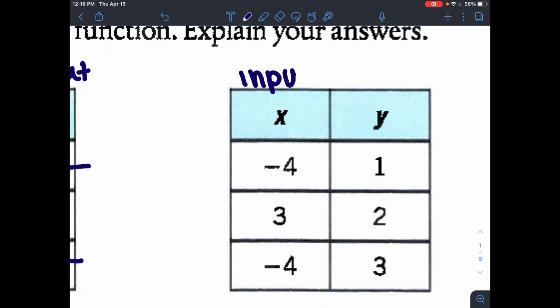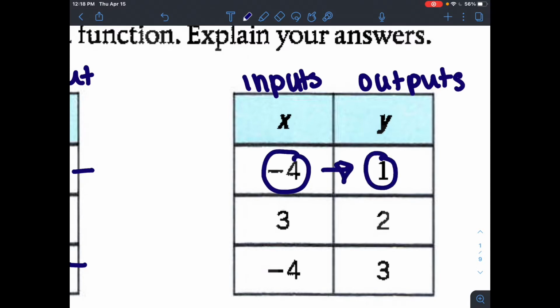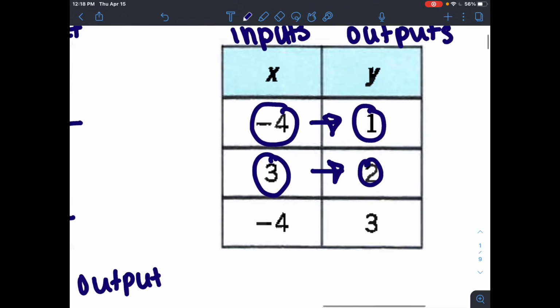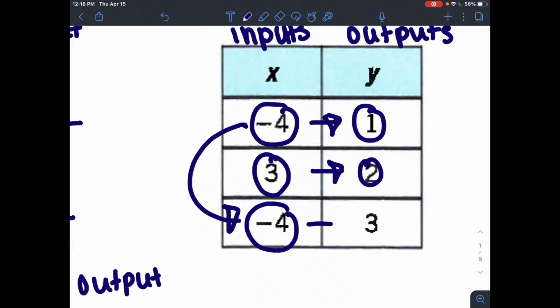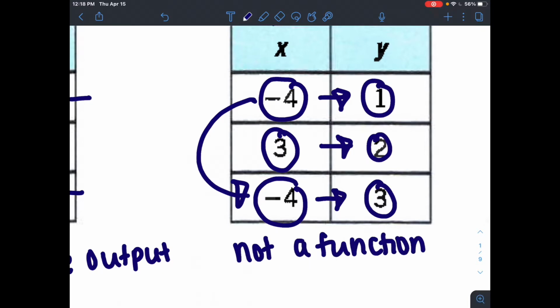Okay, x's are my inputs, y's are my outputs. So I plug in a -4, I get out a 1. I plug in a 3, I get out a 2. I plug in -4 again, and I get out a 3. This cannot happen. These are duplicate inputs, so this is not a function.